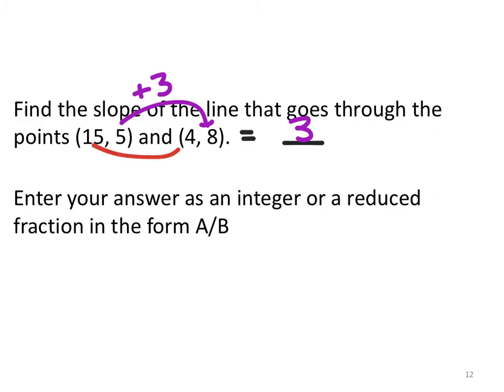The denominator is the x values and their change, right? So from 15 to 4, it's always addition and subtraction this way also. So 15, what do you got to do to 15 to make it 4? You'd have to subtract 11. And that's our denominator. Bam.